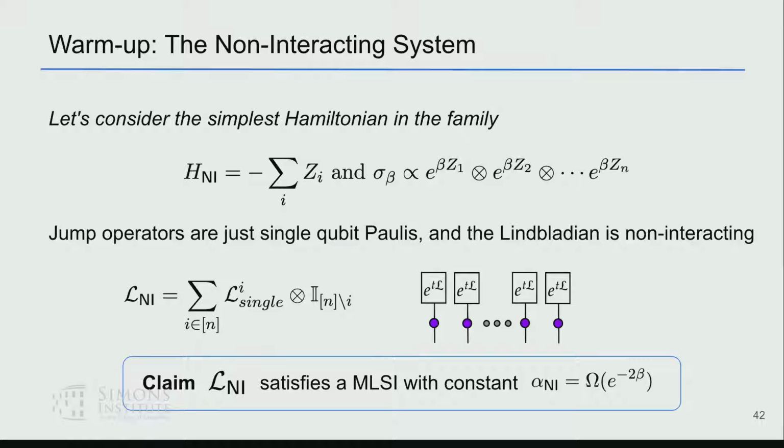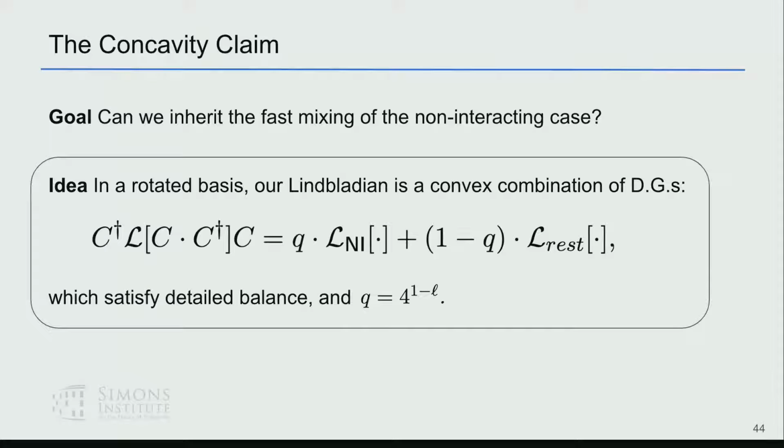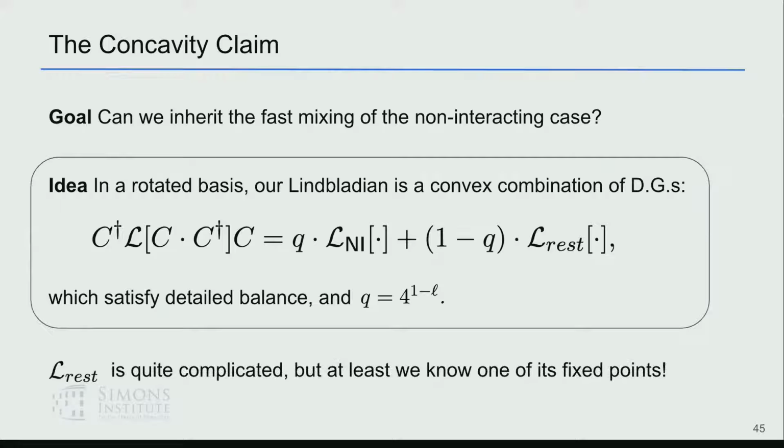So our goal in the rest of the analysis is to somehow inherit this fast mixing of the non-interacting case for the case with a circuit. And to do so, the key idea is what we refer to as a concavity claim, which roughly speaking says that if we were to look at our Lagrangian in a rotated basis by the circuit itself, it actually looks like a convex combination of Lagrangians, one of which is the system we just understood, and the other one, L rest, might be arbitrarily complicated. But at least we know that they both have the same fixed point. And moreover, the convex combination constant just depends on the locality, not the system size.